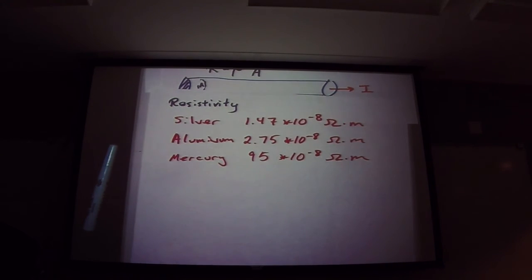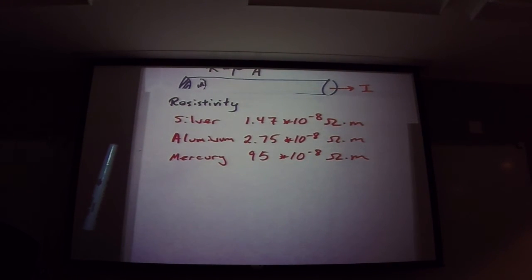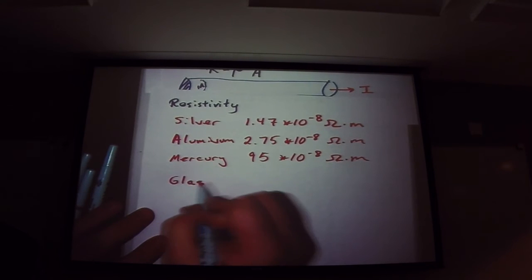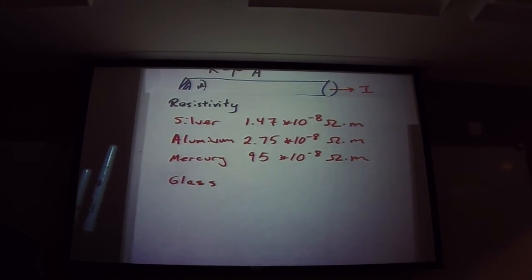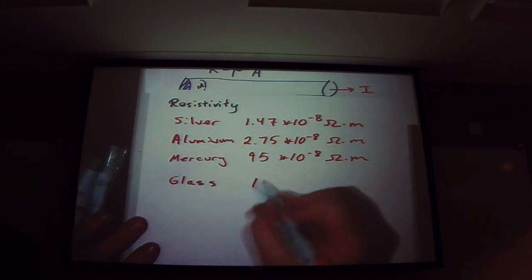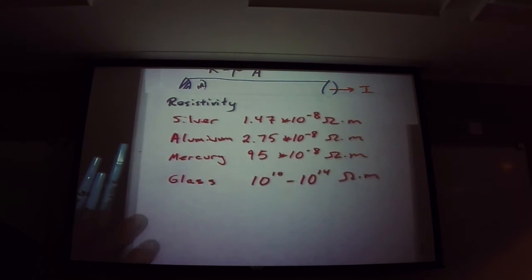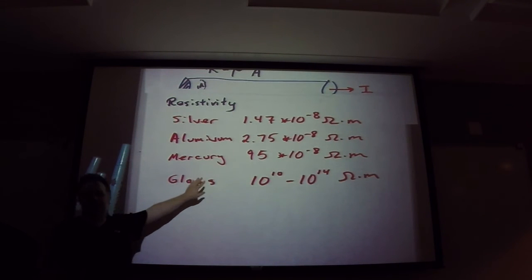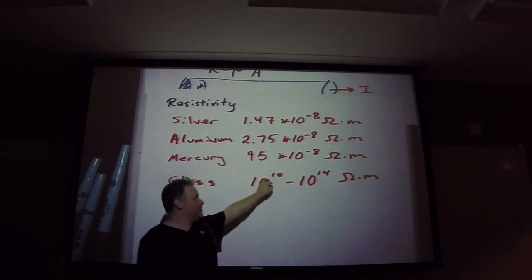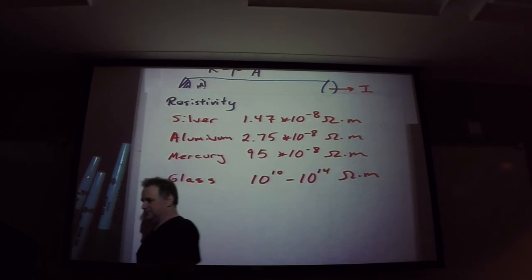For example, glass has a resistivity of anywhere from 10 to the 10th to 10 to the 14th ohm meters. Oh wait, that's not on the order of 10 to the negative 8. That's not a typo. This is anywhere from 10 to the positive 10 to 10 to the positive 14.